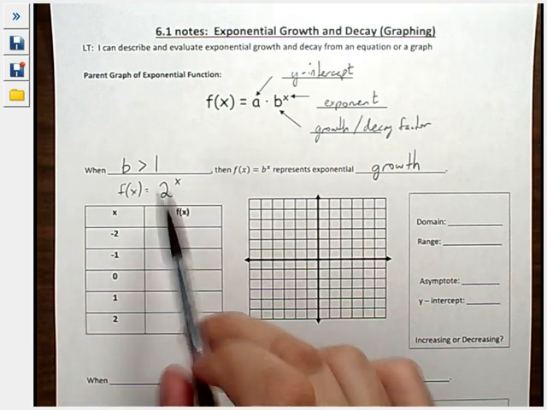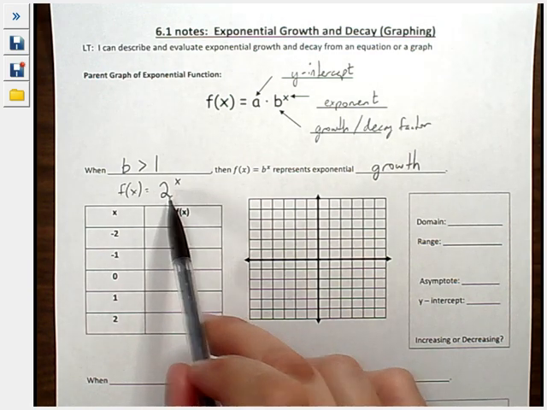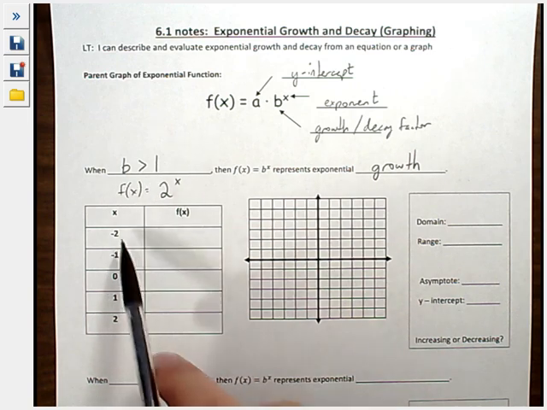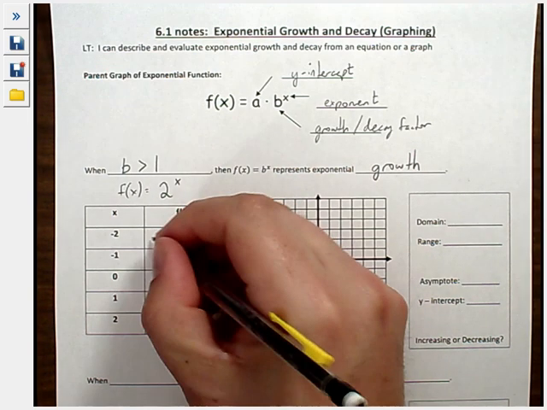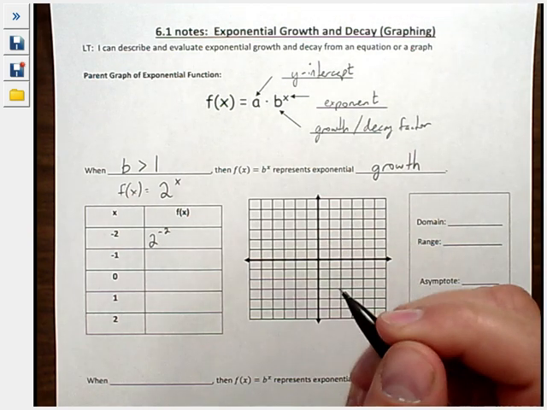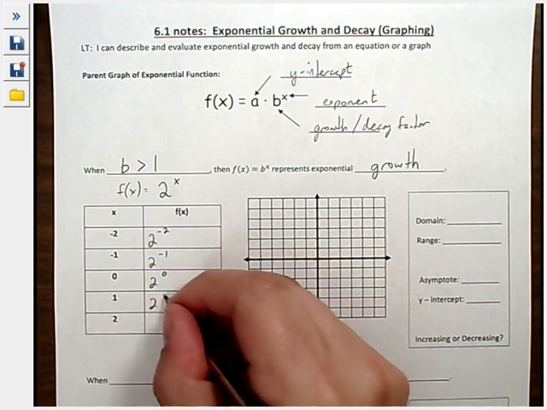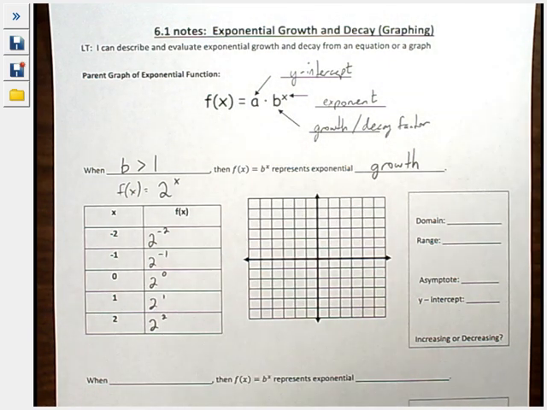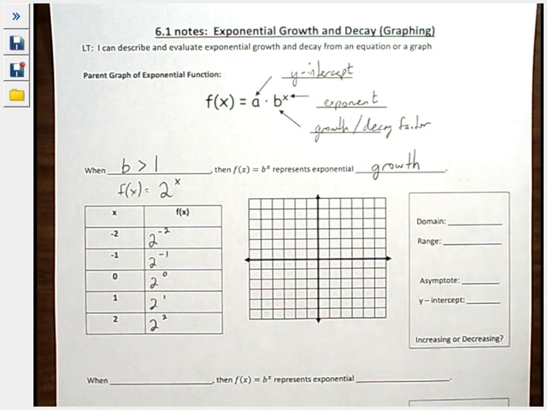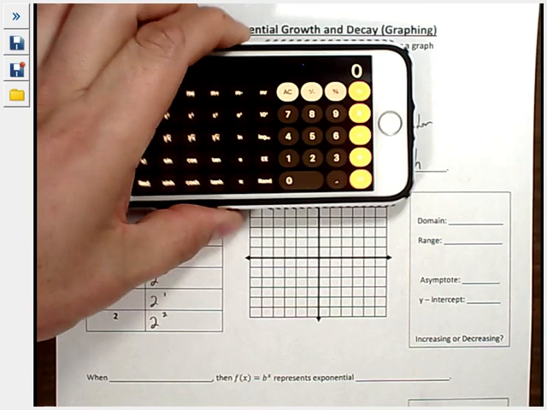What we're going to do is take this base, and we're going to evaluate for each of these inputs here. So we're going to evaluate here for 2 to the negative 2, and then 2 to the negative 1, 2 to the 0, 2 to the 1, and then 2 squared. Okay. So your calculator, even though these are not the most complex here, can be very helpful for you.